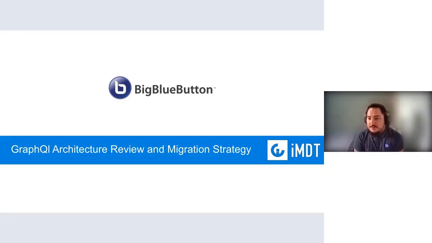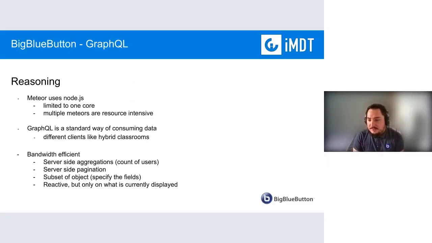I will be talking about the GraphQL architecture review and the migration strategy. At first, the reasons for moving away from Meteor are primarily due to the limitation of running Node.js, which is single-core architecture based, which makes scaling costly when dealing with multiple instances to avoid an overload on BBB usage.